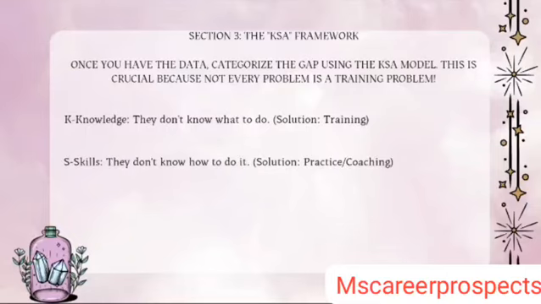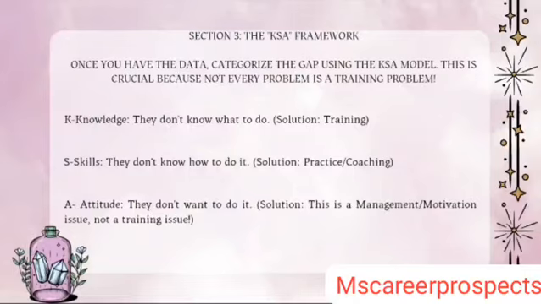Solution: training. S, Skills: they don't know how to do it. Solution: practice and coaching. A, Attitude: they don't want to do it. Solution: this is a management and motivation issue, not a training issue.